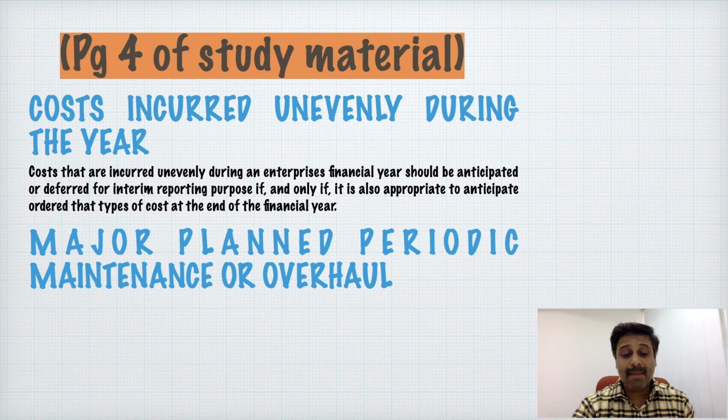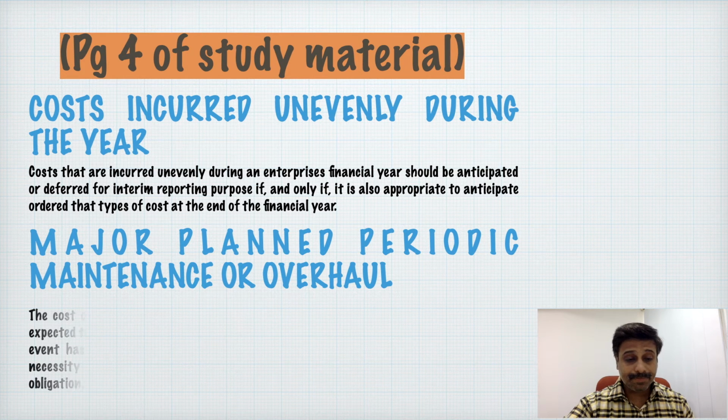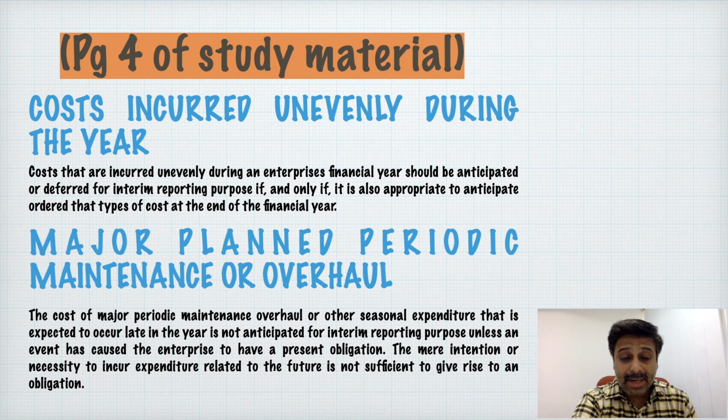Further, major planned periodic maintenance or overhaul. Periodic maintenance overhaul means big repairing expense. The cost of major periodic maintenance or overhaul or other seasonal expenditure that is expected to occur late in the year is not anticipated for interim reporting purposes unless an event has caused the enterprise to have a present obligation. The mere intention or necessity to incur expenditure related to the future is not sufficient to give rise to an obligation. So, if there is an obligation arising, if an event takes place which makes it sure that this expenditure is going to come in the next quarter or in the next year, then you make a provision for the same.